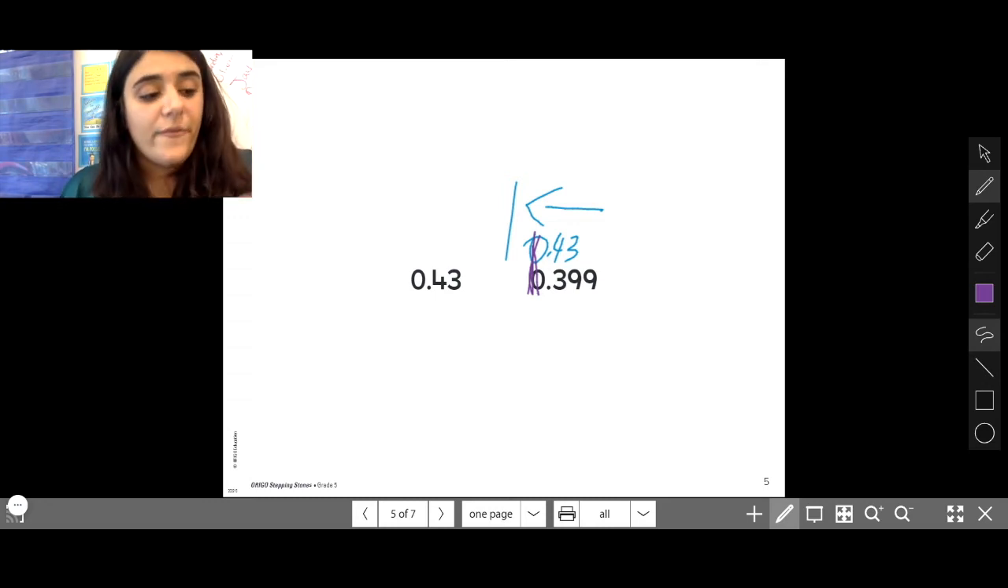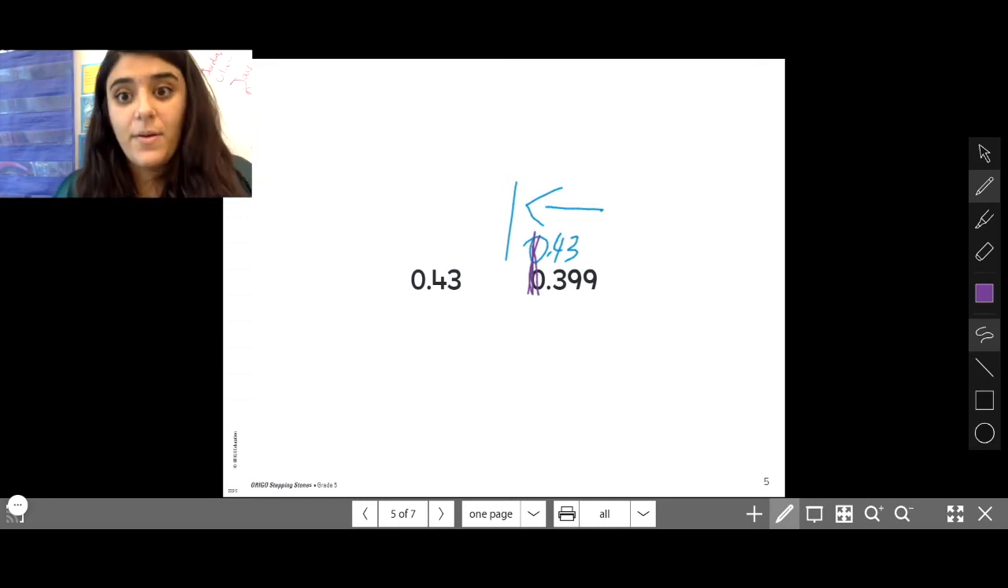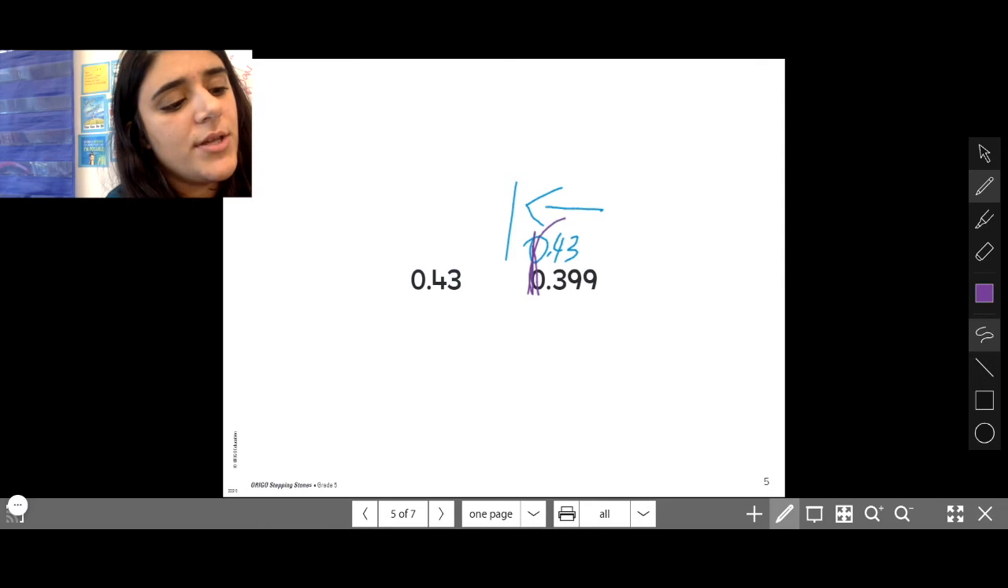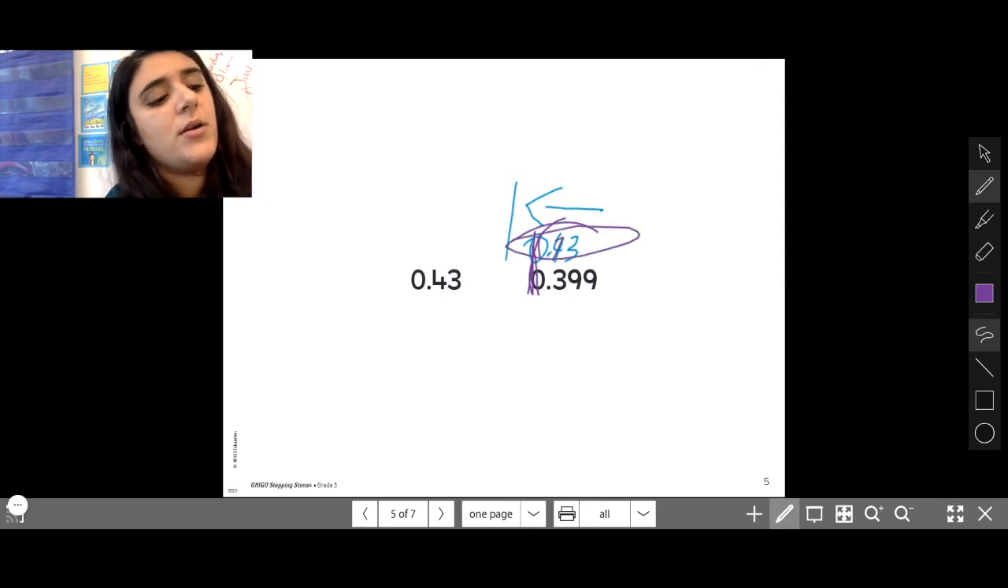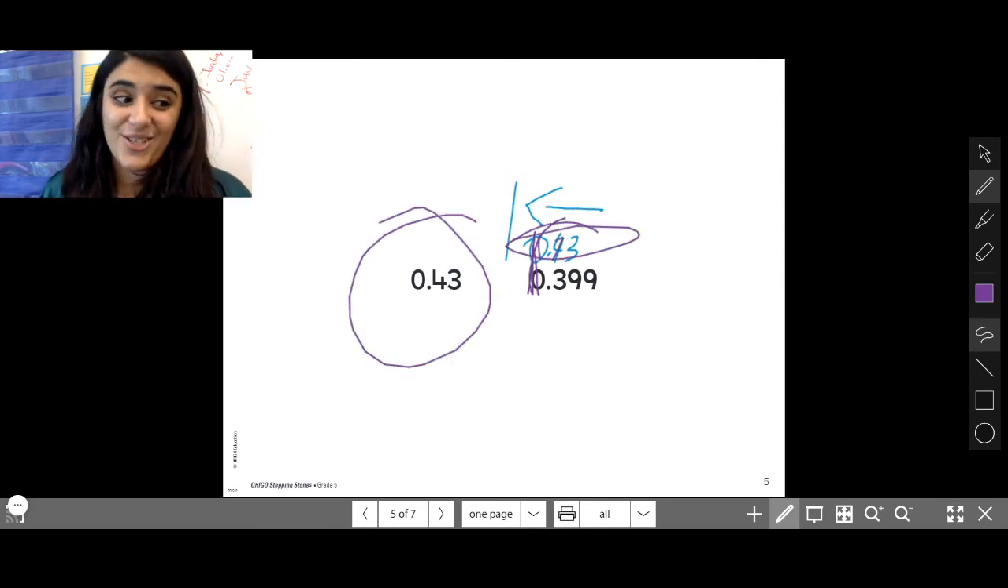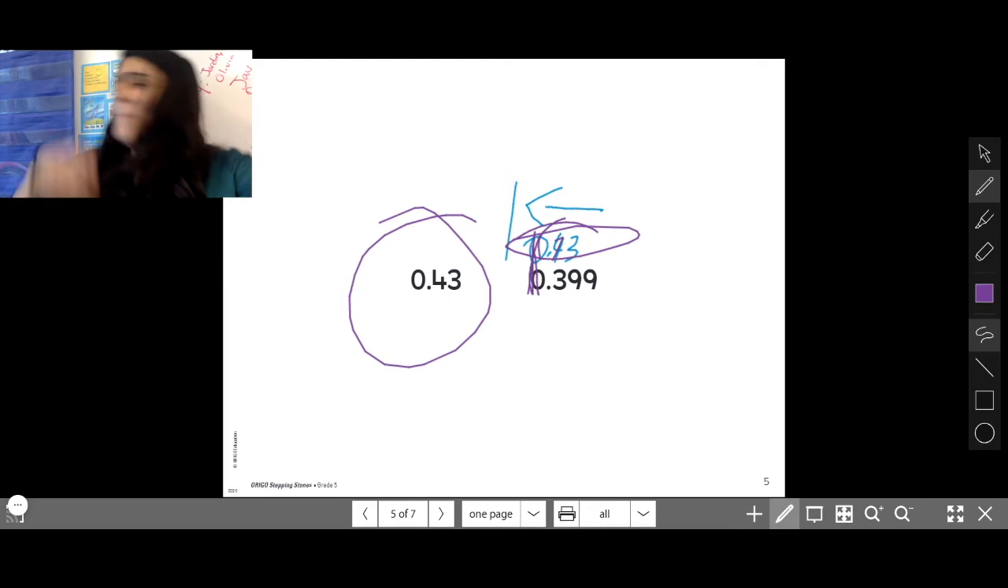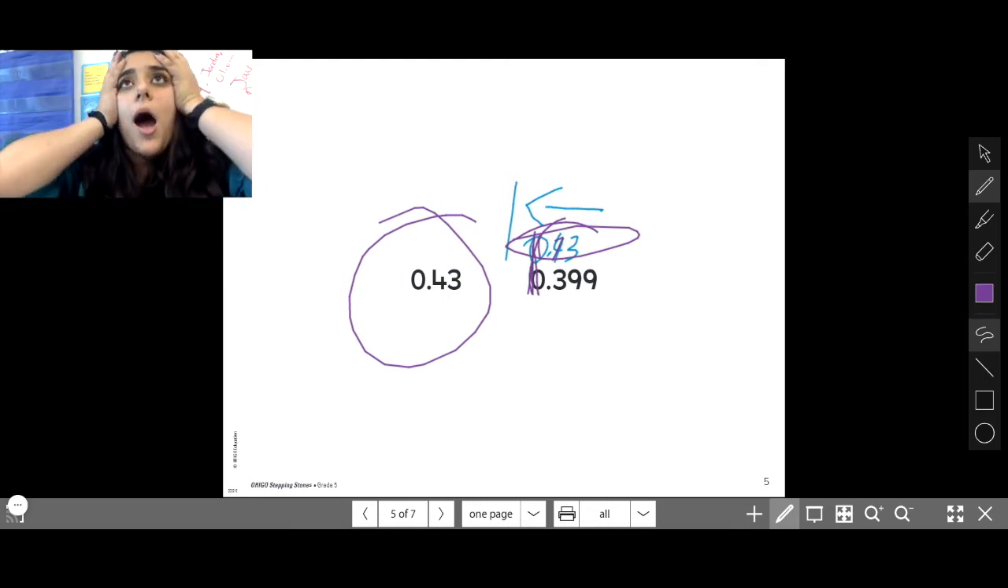So we're going to look. The top number has a 4. The bottom number has a 3. So which one is bigger, top or bottom? The top. The top is bigger because it has a 4. So therefore, this entire number is bigger than 399 thousandths. 43 hundredths is bigger than 399 thousandths. Boom, shakalaka laka. Amazing, friends.